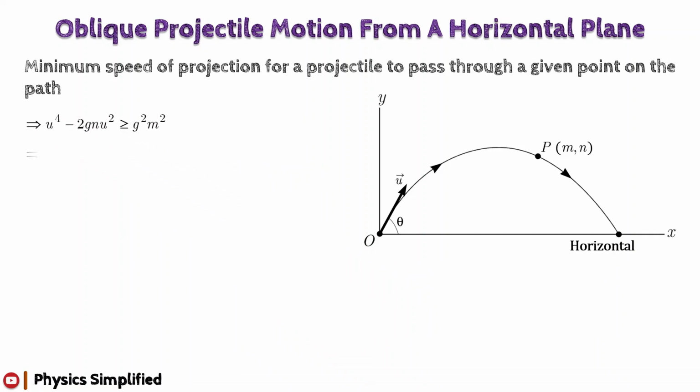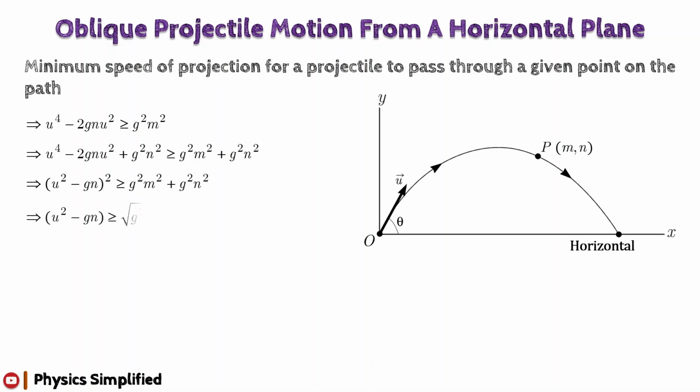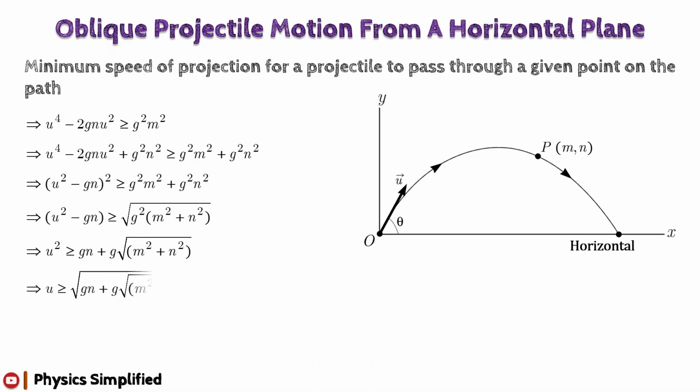Adding g squared n squared on both sides of the equation, the left-hand side of the equation simplifies to u squared minus gn whole squared. Again simplifying the equation by performing the steps, we obtain u squared is greater than or equal to gn plus g times under square root m squared plus n squared. Therefore, u is greater than or equal to under square root gn plus g times square root of m squared plus n squared.